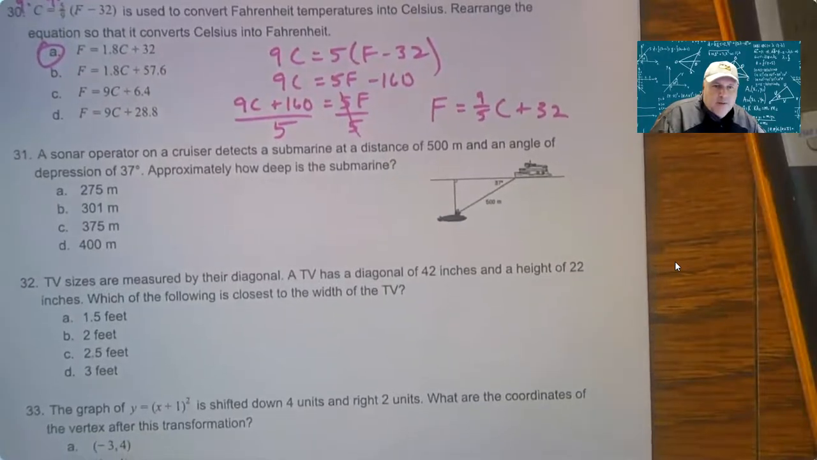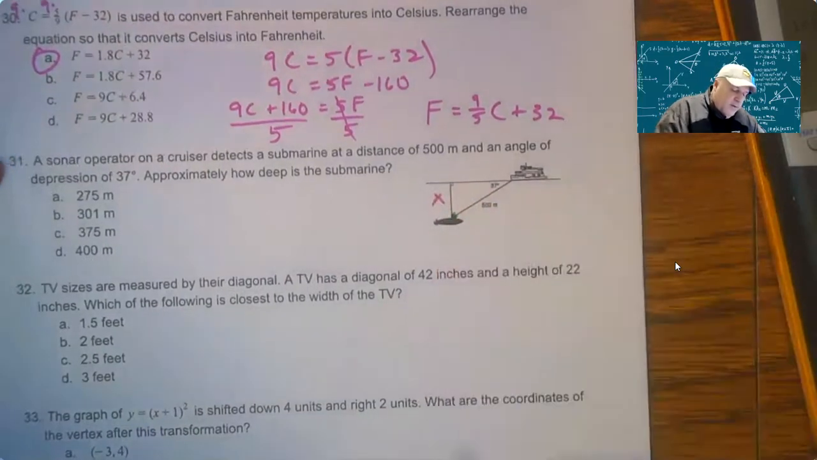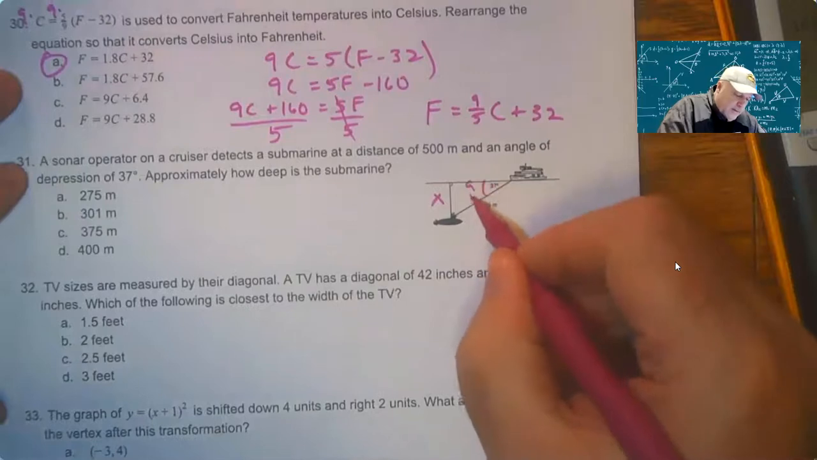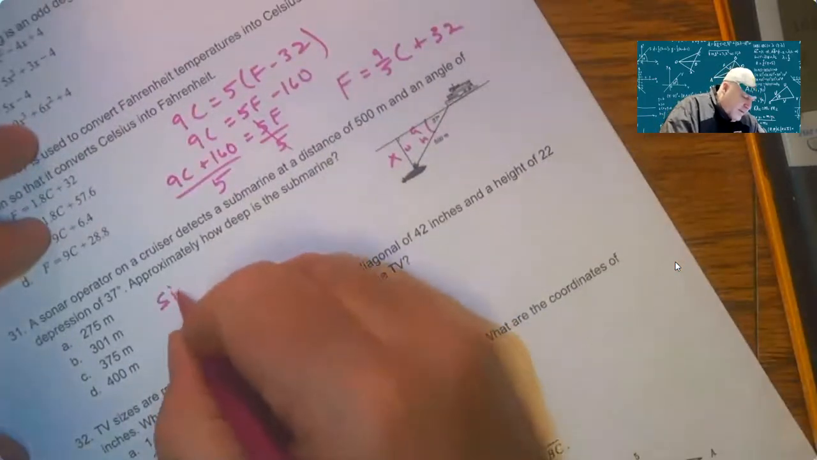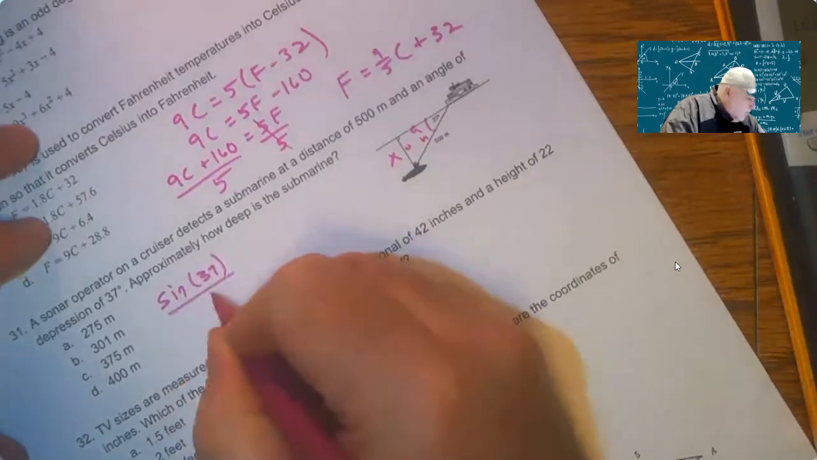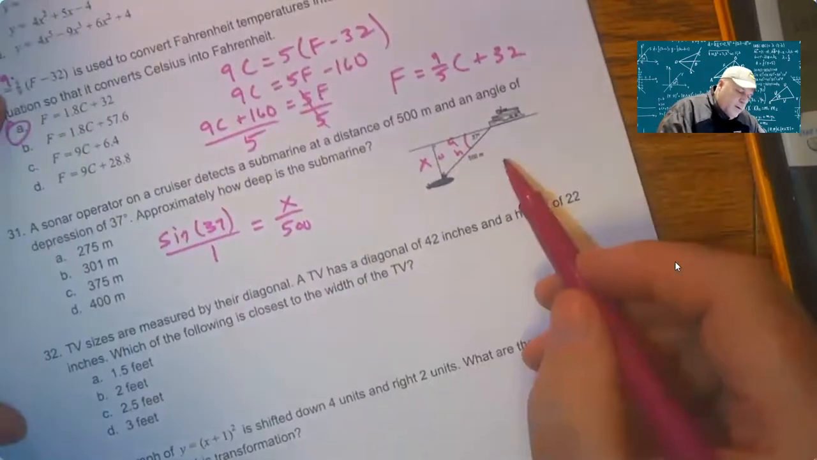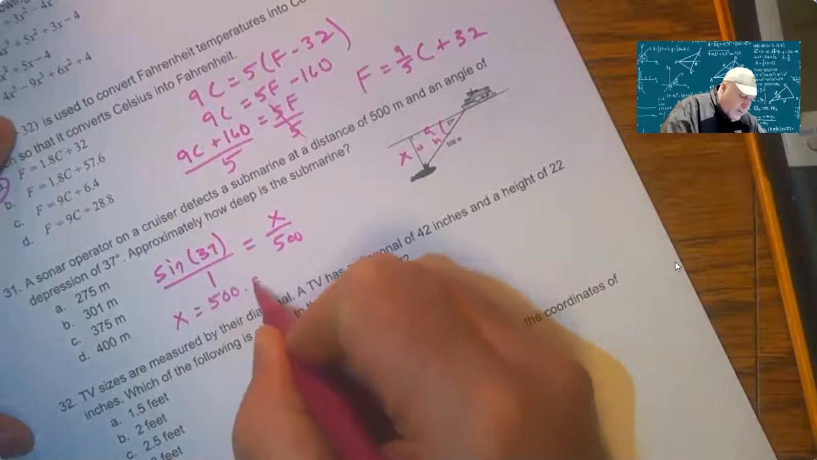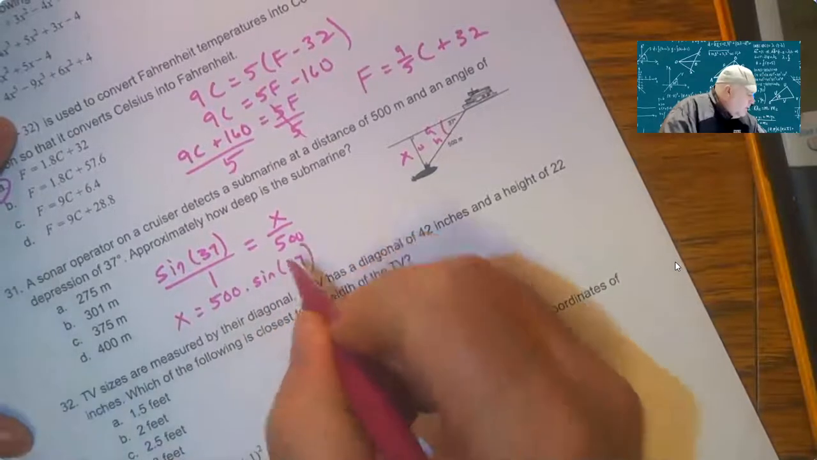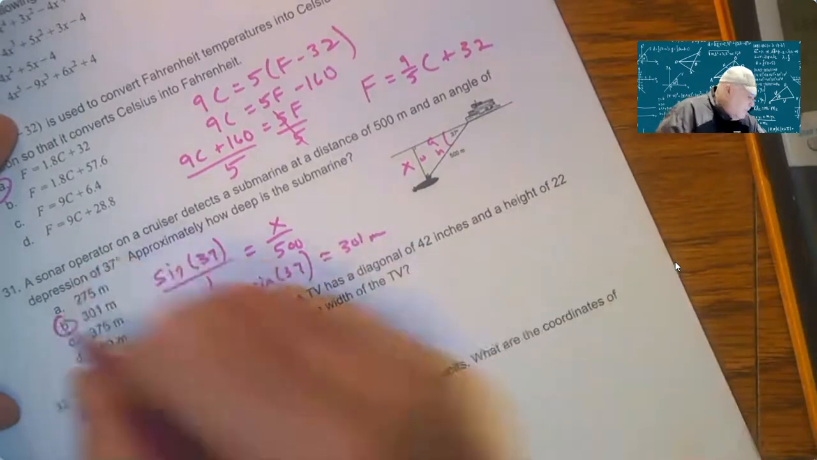Okay, so now our operator on a cruiser detects a submarine at 500 meters and an angle of depression of 37. Approximately how deep? So we want this X here. So that's looking like sine. So sine 37 over 1 is X over 500, opposite over hypotenuse. Okay, so cross product, sine 37, which is about 301 meters.